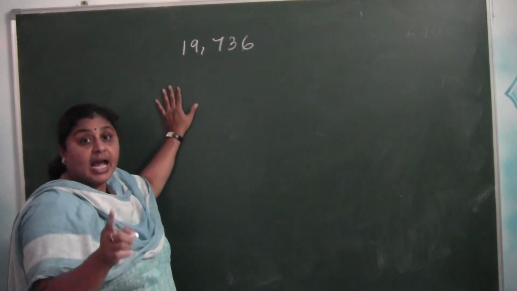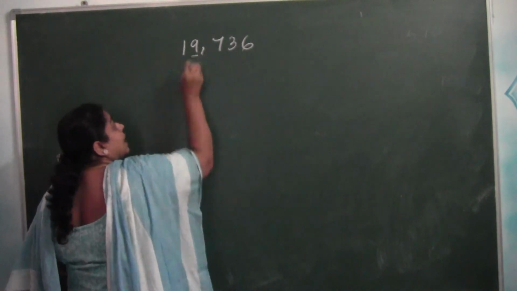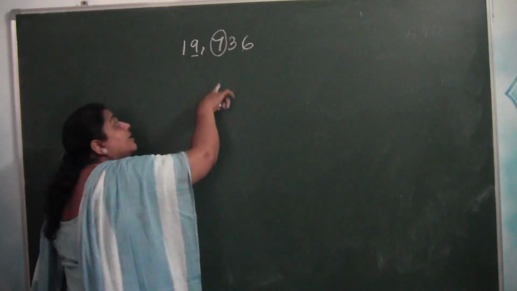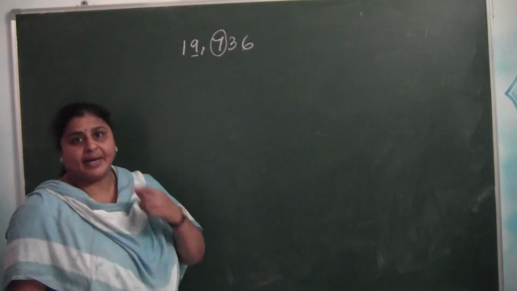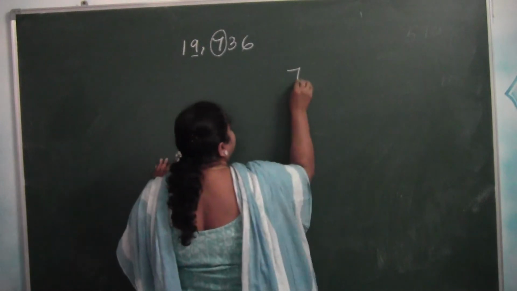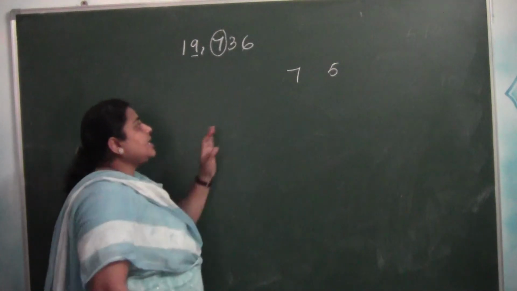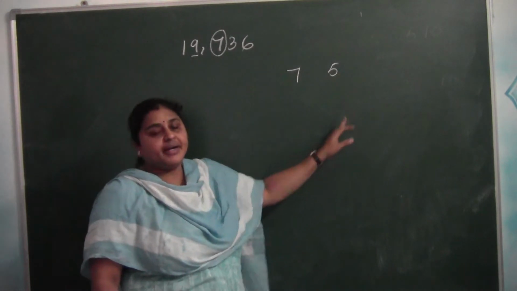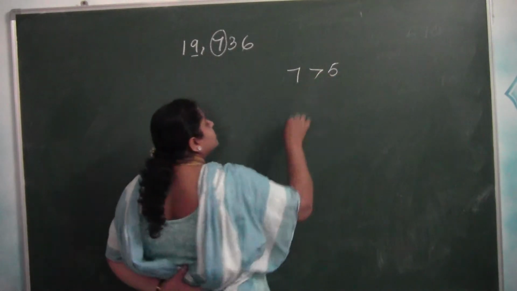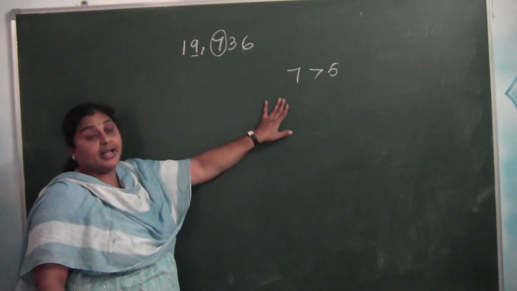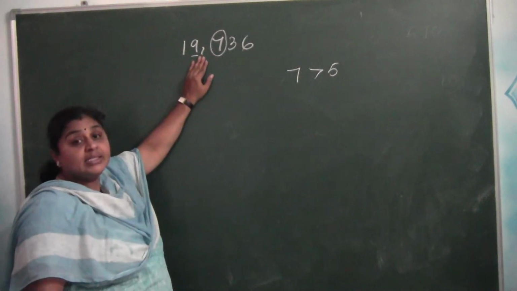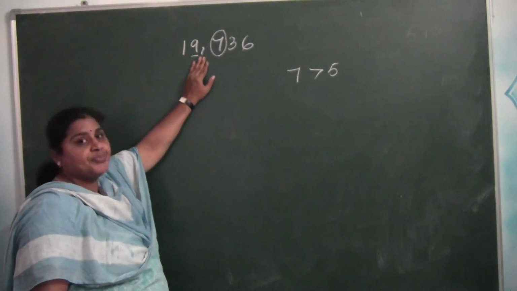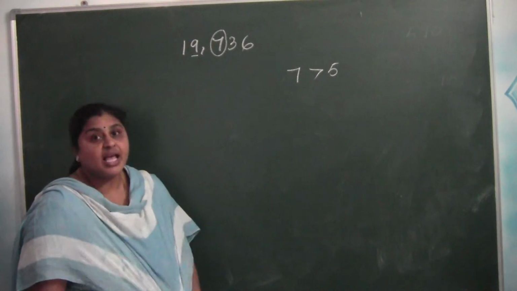It means I have to underline the digits that is in thousands place and I have to circle the next number which I have to compare. So now let us say 7 and 5. Now tell me, is 7 less than 5 or greater than 5? Greater than 5. So since 7 is greater than 5, now what happens to 9? Will 9 change to 10 or 9 remains as it is? Yes, 9 changes to its next number.